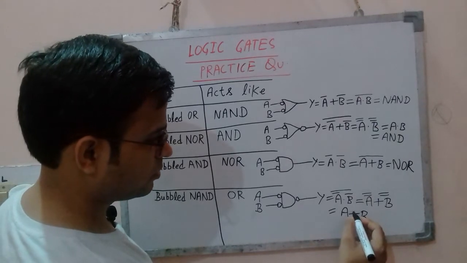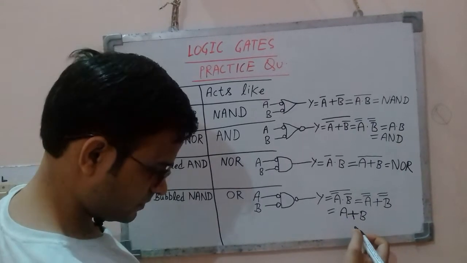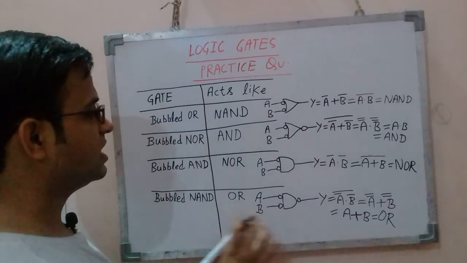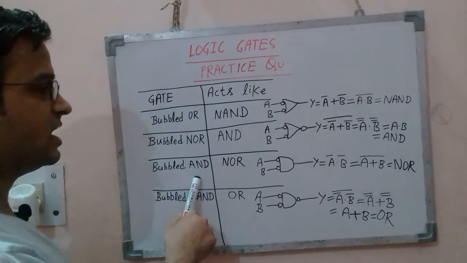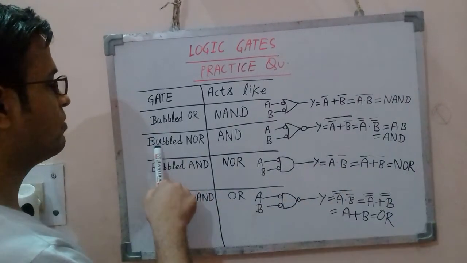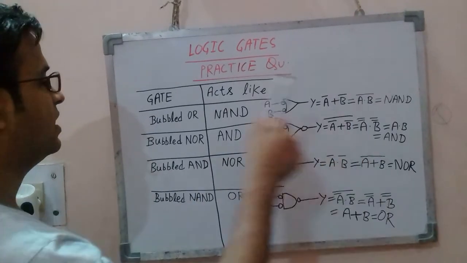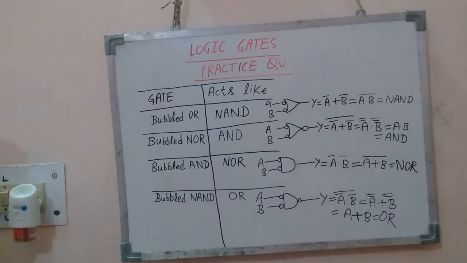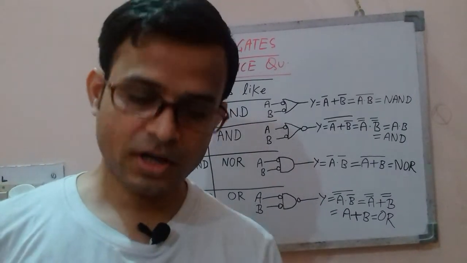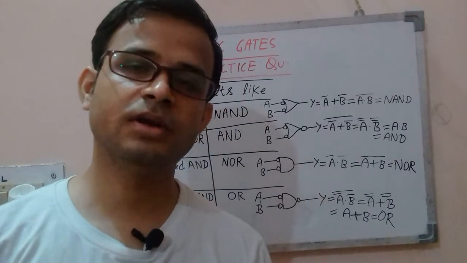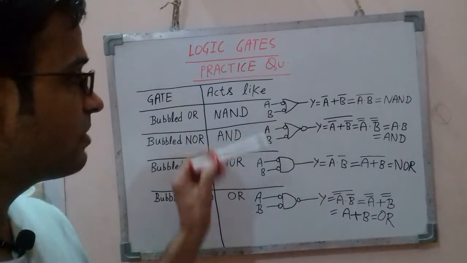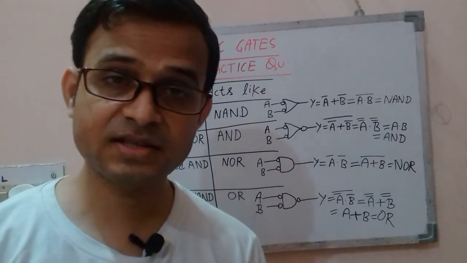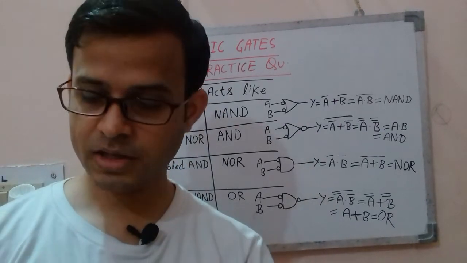This is nothing but the output of an OR gate, right? So that means a bubbled NAND gate is acting like an OR gate, a bubbled AND gate is acting like a NOR gate, a bubbled NOR gate is acting like an AND gate, and a bubbled OR gate is acting like a NAND gate, right? Now these 4 points are extremely important when you go for logic implementation. You must keep in mind these 4 conversions, right? So we will practice some questions based on this.